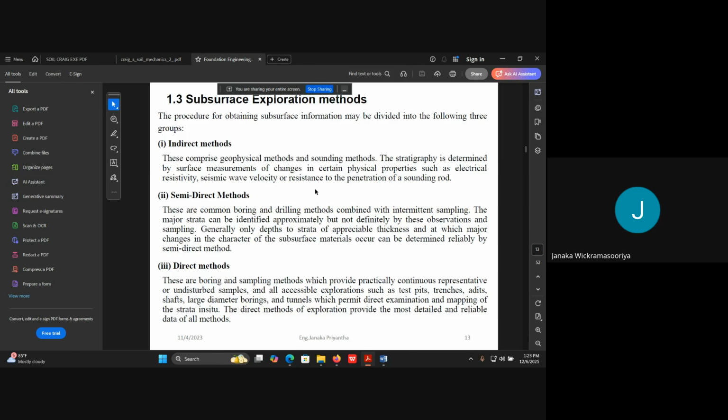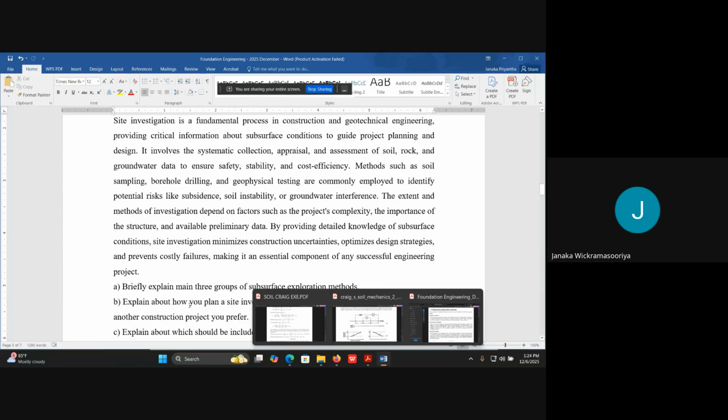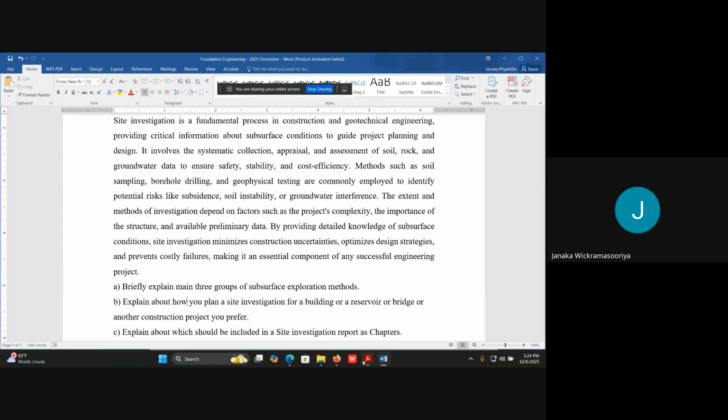Right. So let's move to the next question. That is, explain how you plan a site investigation for a building, or a reservoir, or a bridge, or another construction project you prefer. This is an extraction from your assignment. So explain how you plan. In the next question, explain what should be included in the site investigation report as chapters. So how you plan and how you report.